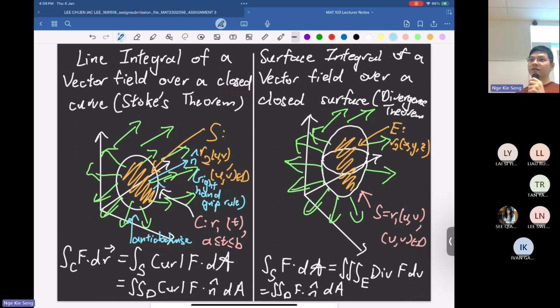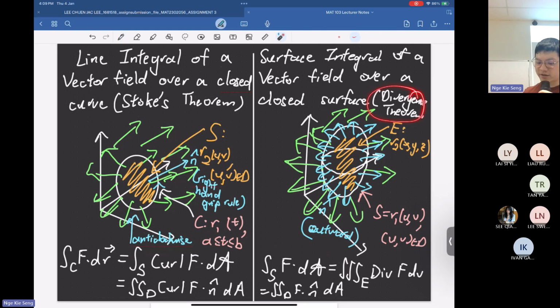How about the surface integral? Remember, what kind of orientation do we want to pick for the surface? We want a durian shape here, so we want to pick an outward orientation for the surface. So this is an N, which is an outward orientation.